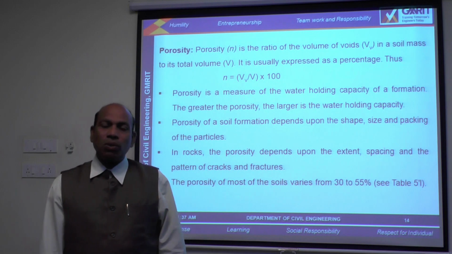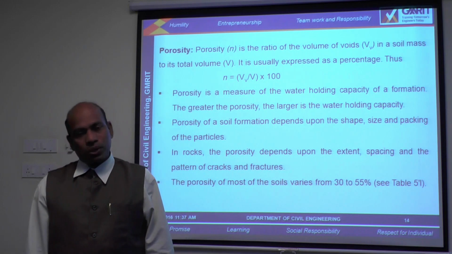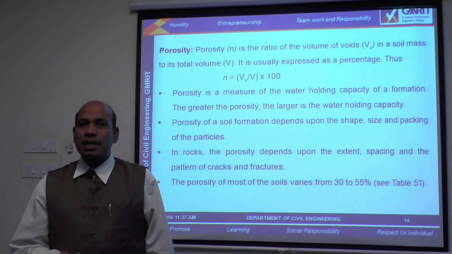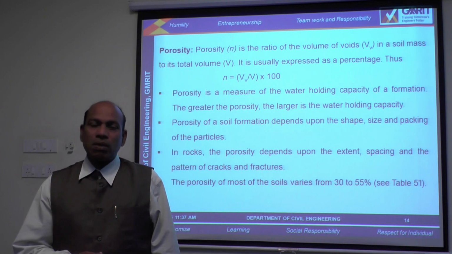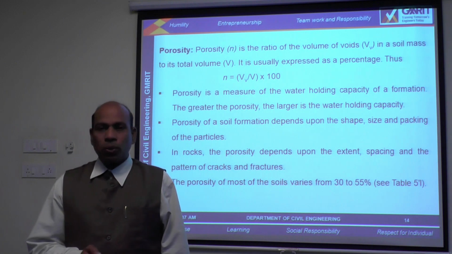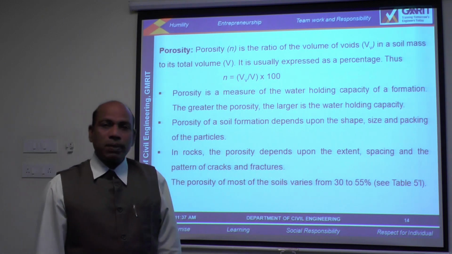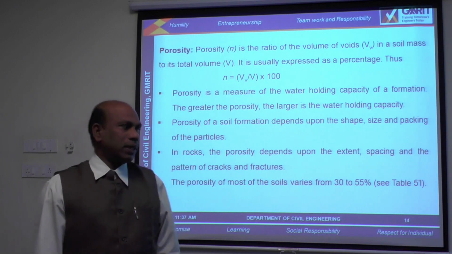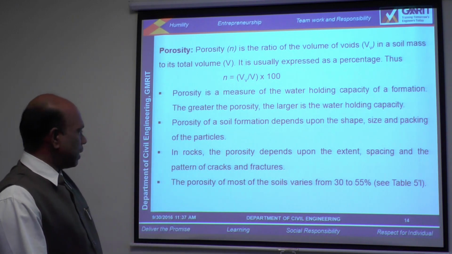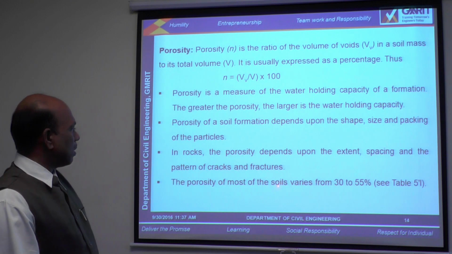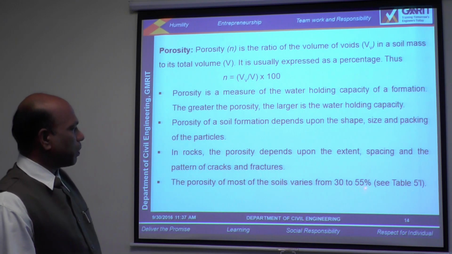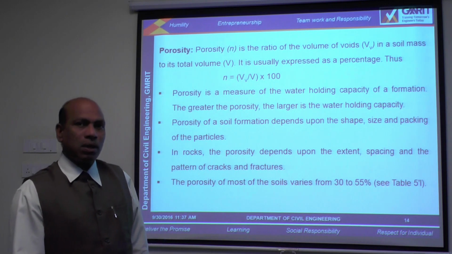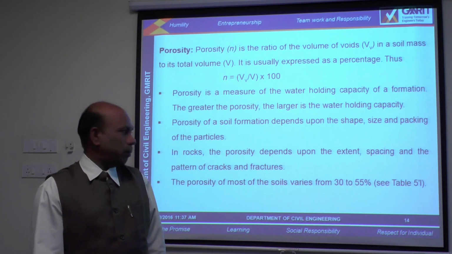Porosity is a measure of the water holding capacity of the soil mass. If the porosity is high, it indicates that the water holding capacity of a particular soil is also high. Porosity depends upon the size and shape of the particles and the compaction of the particles. In general, porosity varies from 30 to 55%, and it differs from soil to soil, or material to material.